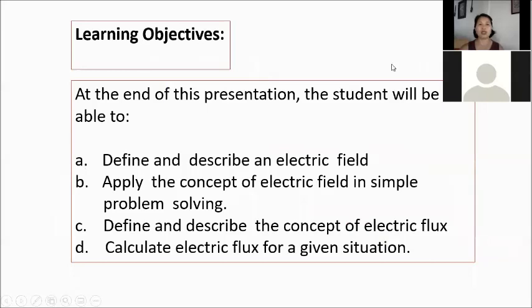Okay, our objectives are, at the end of the presentation, the student will be able to A. Define and describe an electric field. B. Apply the concept of electric field in simple problem solving. And C. Define and describe the concept of electric flux. Letter D. Calculate the electric flux for a given situation.